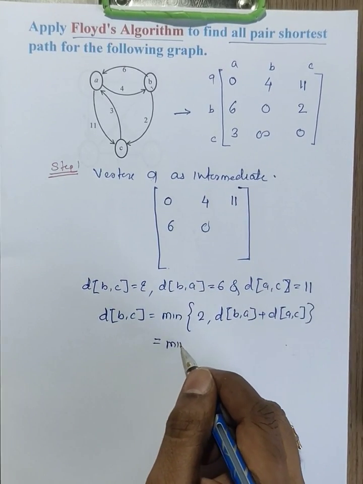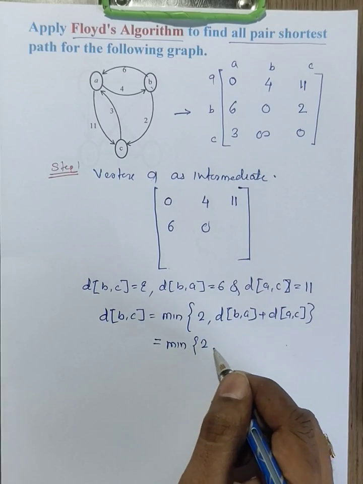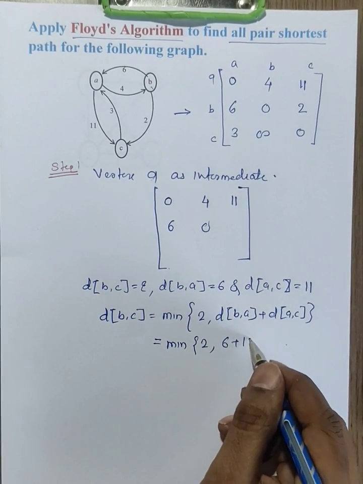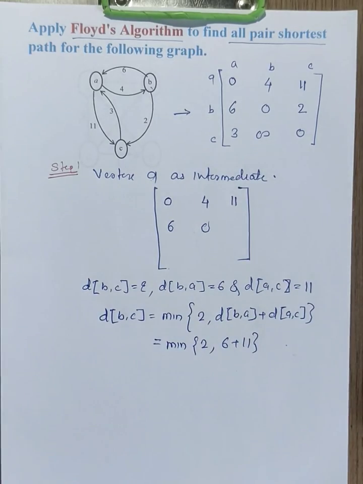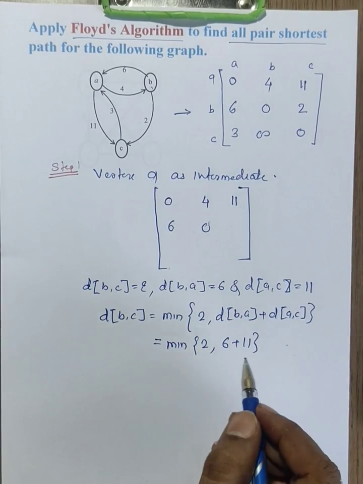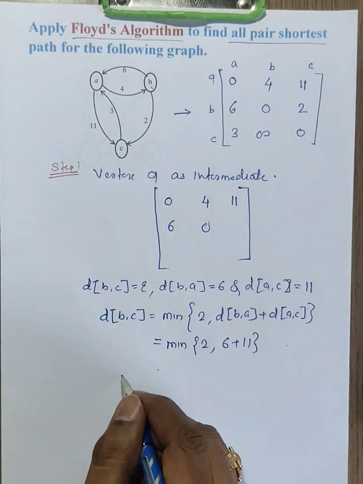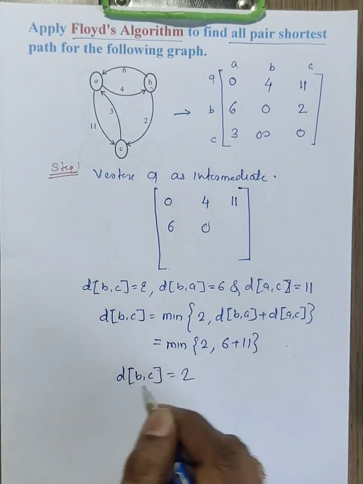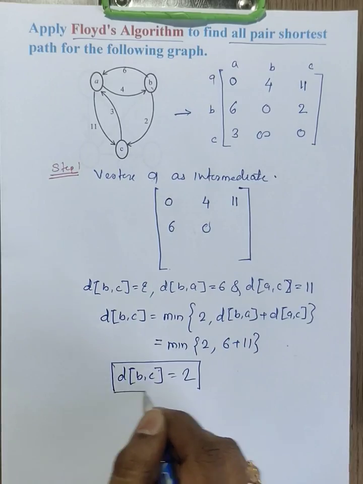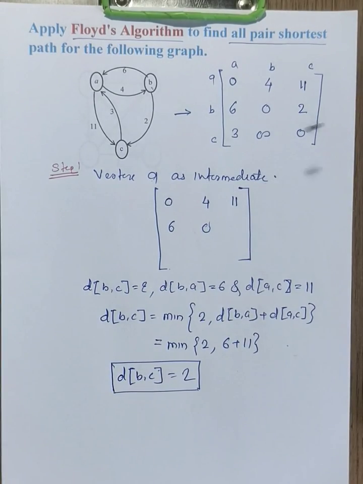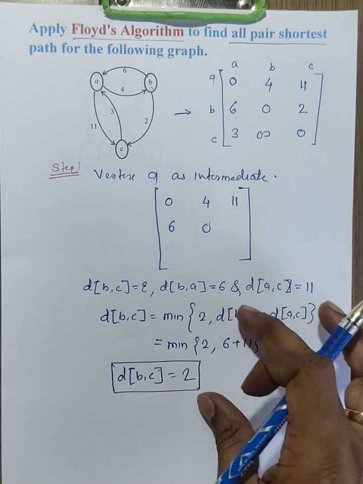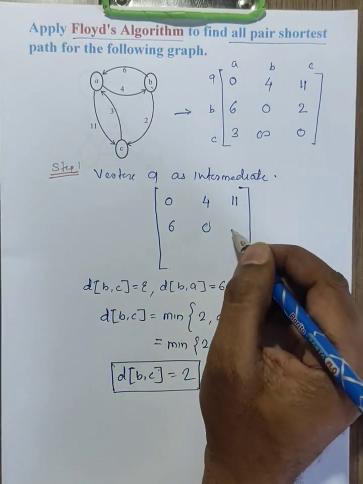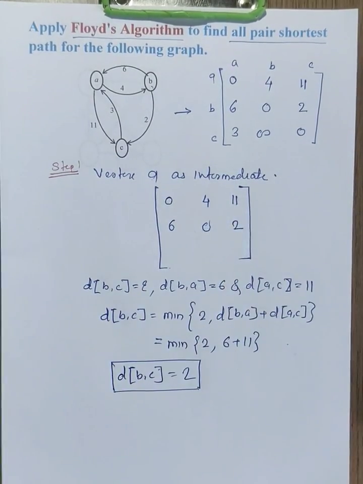Minimum distance, this is 2, comma 6 plus 11. 6 plus 11 is 17. And 17 is greater than 2. Means here distance B to C we can keep as it is. This is 2, because 2 is shorter distance. Means we cannot change. These things you can write, or you can write direct. We will get marks 100%. This is 2. Means this value is 2.